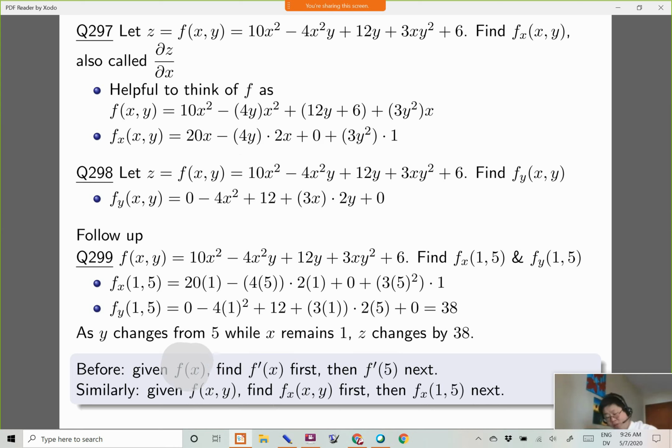So you've got to wait to plug in, just like earlier, you find the derivative function and then you plug in your x value. You plug in your input number. Same deal here. You take your function with 2 input variables, find the partial derivative first, and then plug in the input numbers that you're given.